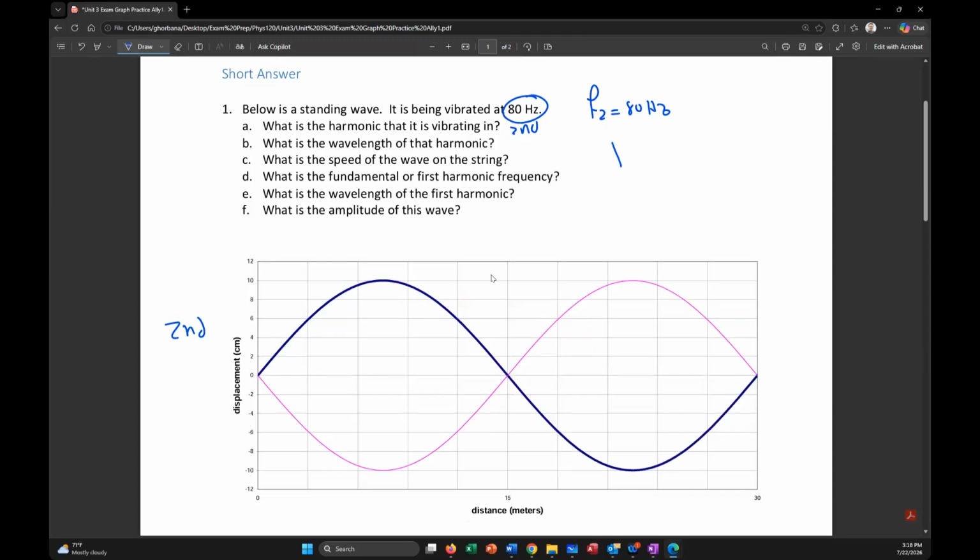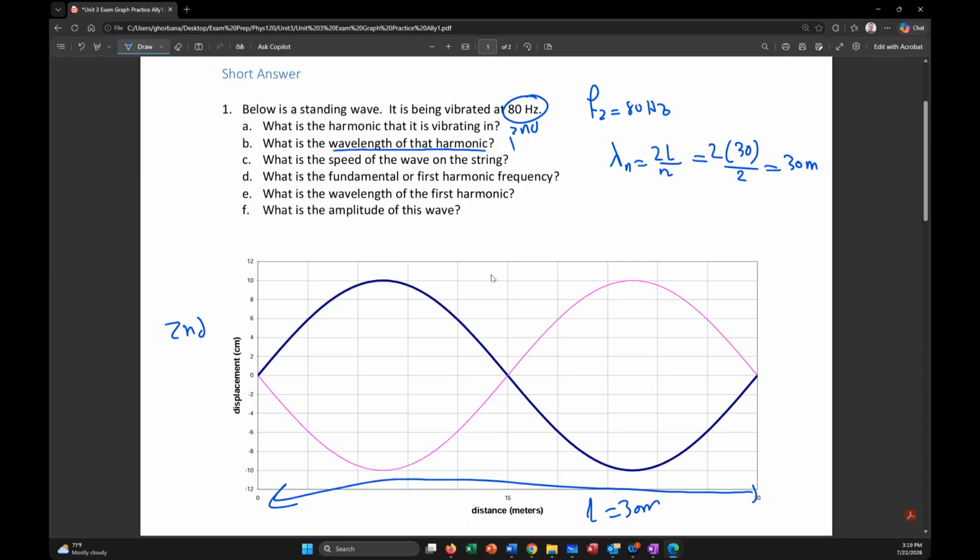What is the wavelength of this harmonic? Wavelength is going to be 2L divided by n. 2L, what is the L? L is from here to here. Yes? L is 30 meter. 2 times 30 divided by how many? Which harmonic is it? The second harmonic. 2 times 30, 60. 60 divided by 2 is going to be 30. So the wavelength of this harmonic is 30 meter.